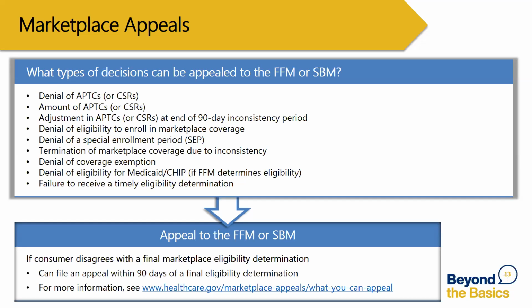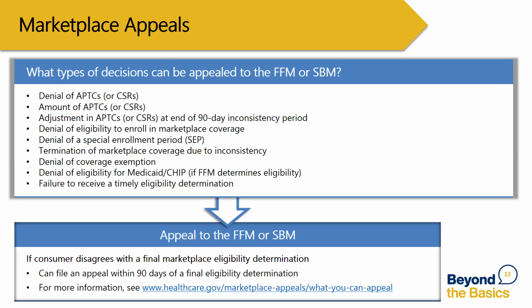Other things, as we see here: denial of eligibility, denial of a special enrollment period, termination of coverage, denial of coverage exemptions, denial of eligibility for Medicaid and CHIP. This one is only if the FFM is determining Medicaid eligibility. For some states, they've only given healthcare.gov permission to assess eligibility, and an assessment is not a final decision. The final decision is made by the state Medicaid agency. That wouldn't be appealable to healthcare.gov. That would go to the state Medicaid agency.